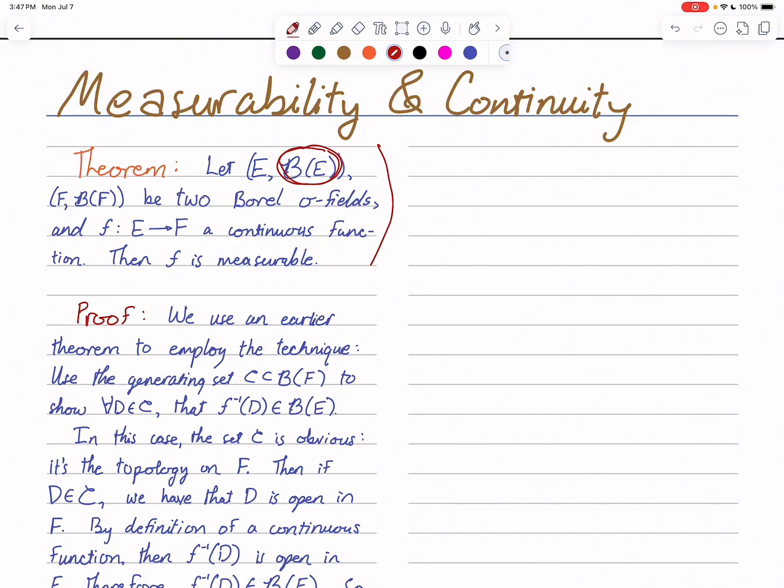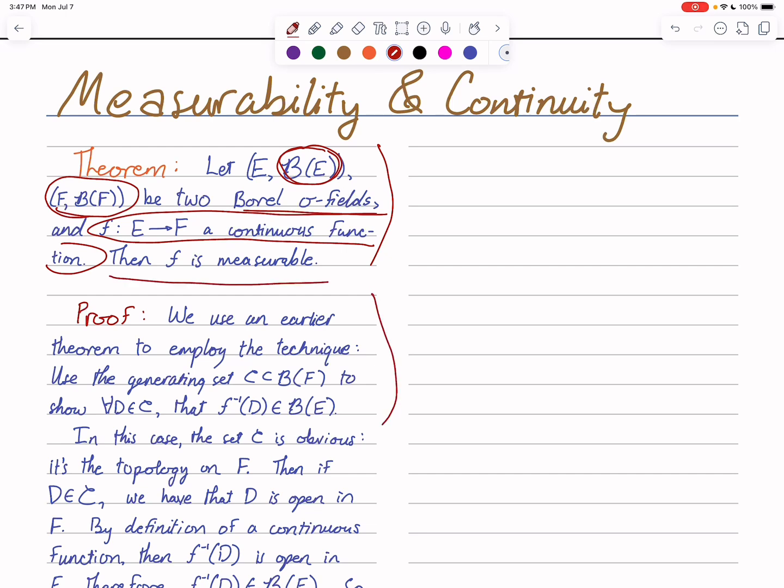So we've got a Borel sigma field, we've got another Borel sigma field on some other set, and we have a continuous function f from E to F. Under all of these conditions, the claim is that f is measurable.